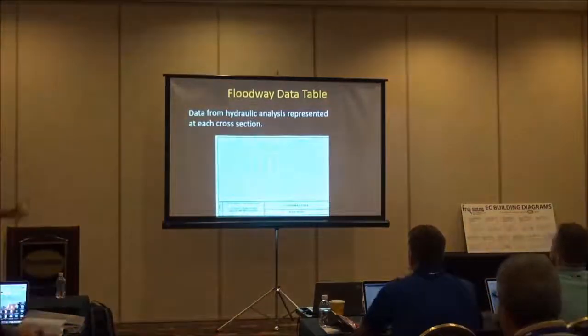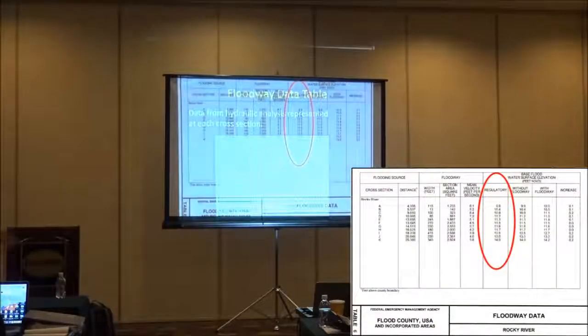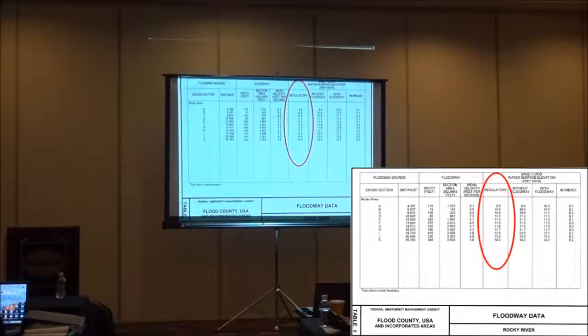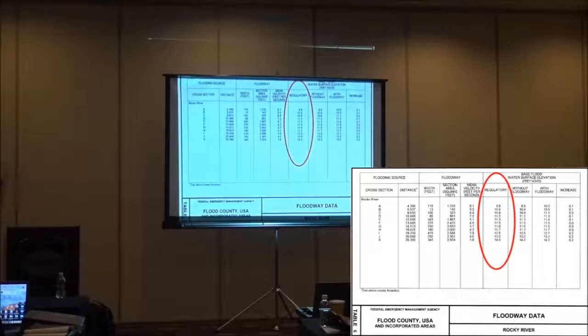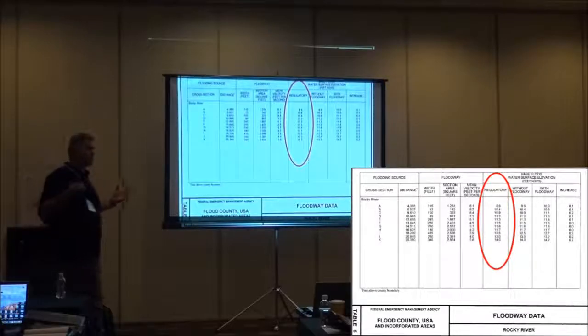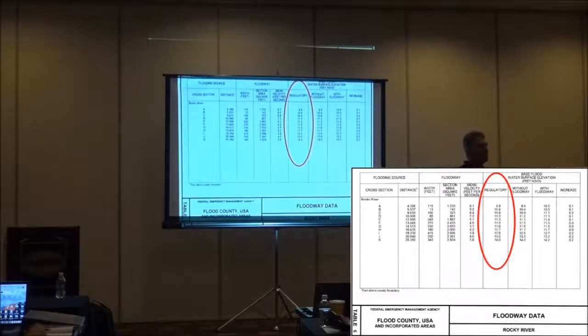So here's our floodway data table. Hydraulic analysis represented each cross-section. Now the important thing to remember when we're using these is to make sure you're using the proper data table for the actual water body or river that you're using. See how this one says Rocky River? For every study performed for a given area on a given FIRM, there's an individual data table for that specific floodway. So don't just assume that the first one you get to covers all the rivers on that map. There's more than one. In this case, it's Rocky River.